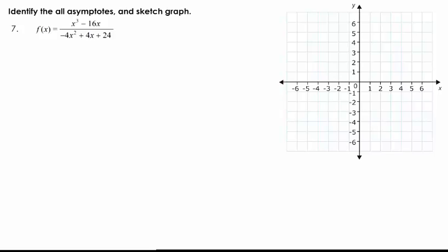So we're given f of x is equal to x cubed minus 16x divided by negative 4x squared plus 4x plus 24. So as we can see, the degree of the numerator is 3 and the degree of the denominator is 2. So we know that the numerator is greater than the denominator in terms of the exponent. This means that we're going to have no horizontal asymptote. So let's go ahead and find our vertical asymptotes now.